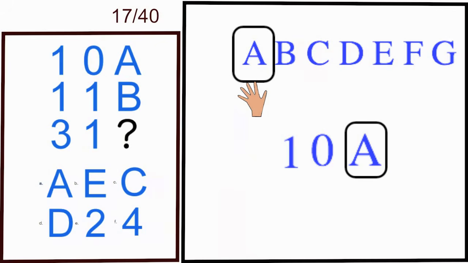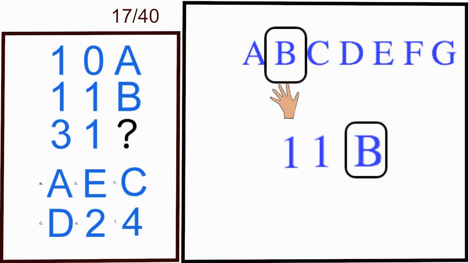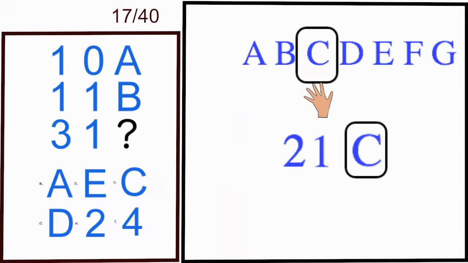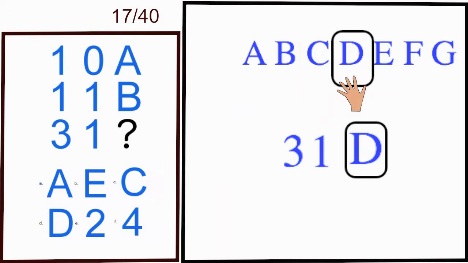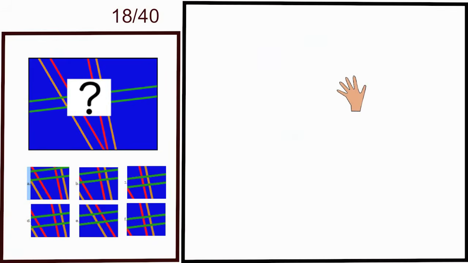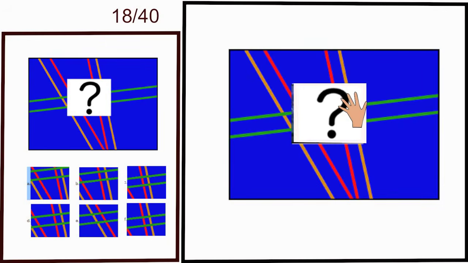More numbers. 2-1C, 2-2D. Okay, 3-1. Okay. Now this is very simple. You just move the question mark to the side.